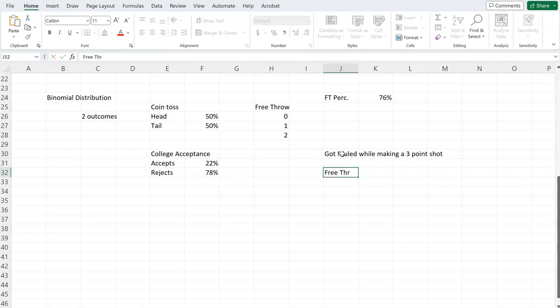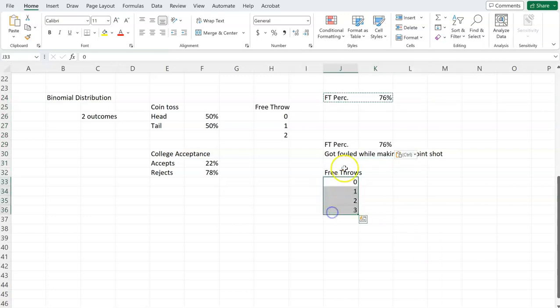Now, if you are making free throws, you can either make 0 free throws, 1, 2, or 3 free throws. And let's say the free throw percentage is 76%. So let's bring this here. What we have to find out is, this number that we have is from the past. Now, what is it going to be right now?